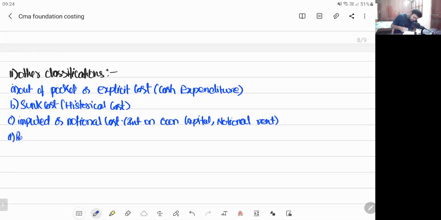Next, point number D, replacement cost. The cost incurred to replace a machinery, or to replace some asset in the factory, is called replacement cost. Generally, this replacement cost will be the current market price. Sir, why did you teach replacement cost? Like the way you have FIFO method, LIFO method, right? The same way in your CMA Inter and CMA Final, you'll learn a method called replacement inventory valuation method. In that, in order to value the inventory, you'll use replacement cost.